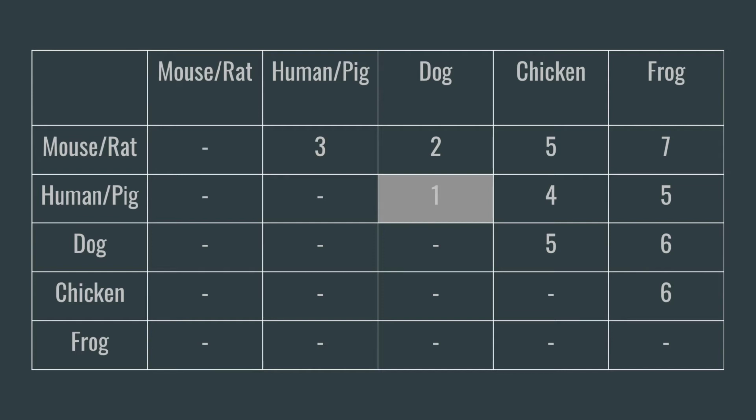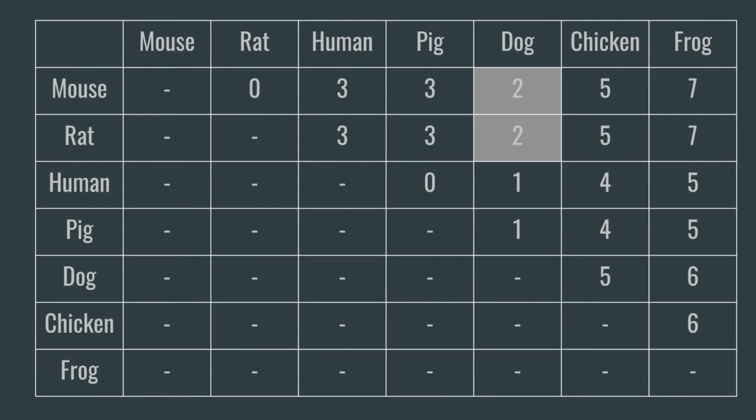In this case, we have the human and the pig as the closest relative of the dog, since the amino acid difference is only 1. But how did we get 1 as a value? If we go back to the previous matrix, you would now see that the difference between a mouse and a dog is 2, and the rat and a dog is also 2. So we add these differences, so 2 plus 2 would give us an average of 2. Whereas, for the human and dog, the difference is 1, and between the pig and the dog is also 1, so the average is 1.